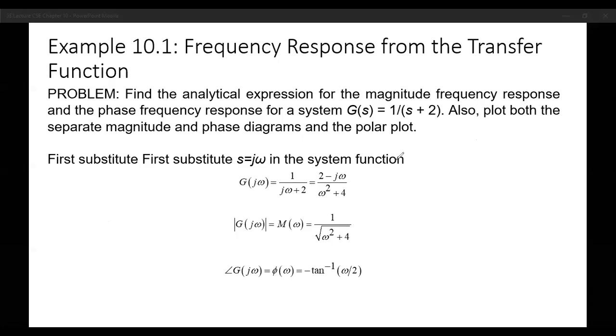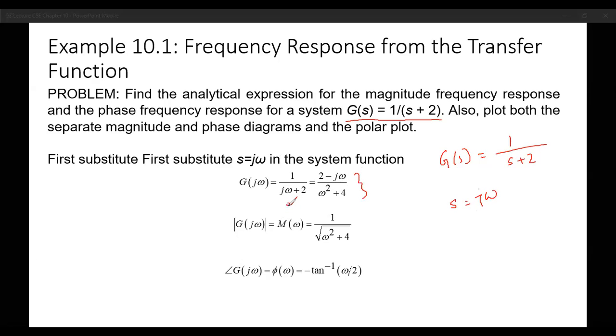Your transfer function is G(s) = 1/(s+2). The first idea is very simple: s has to be replaced by j omega, because you're just varying the value of frequency. You put in the value and then simplify a bit. Because we generally don't keep a complex number in the denominator, you multiply by the complex conjugate, so you're going to find this form.